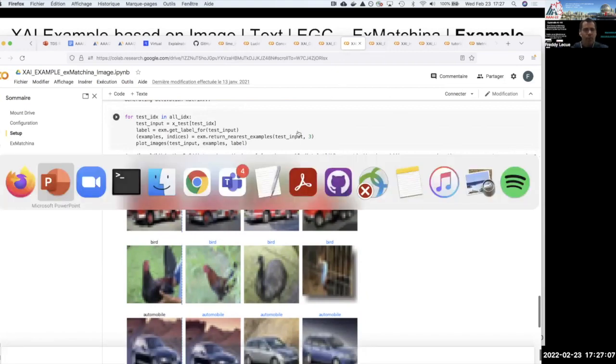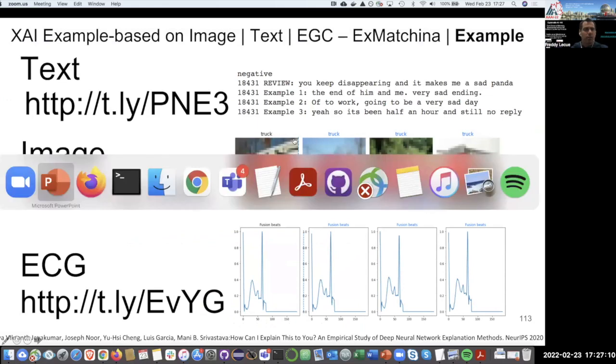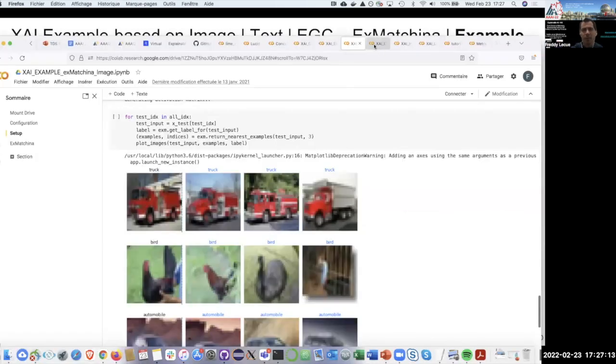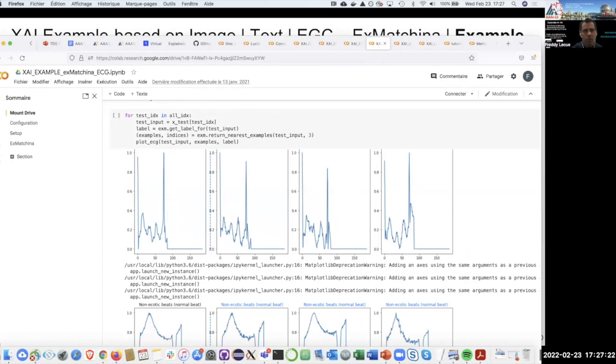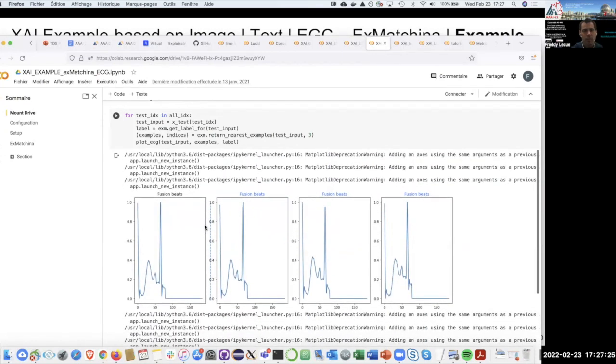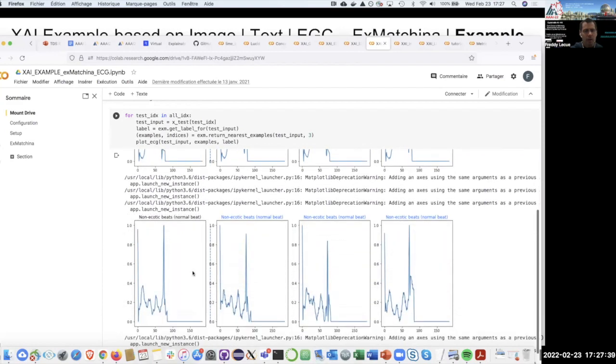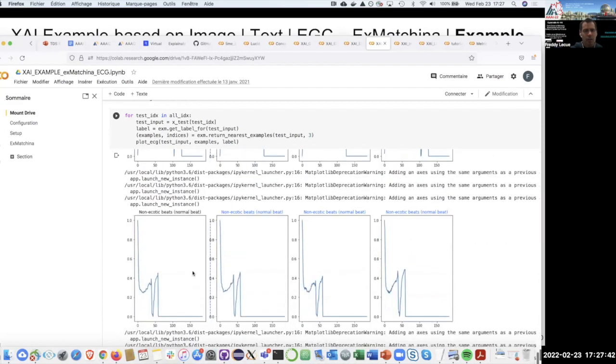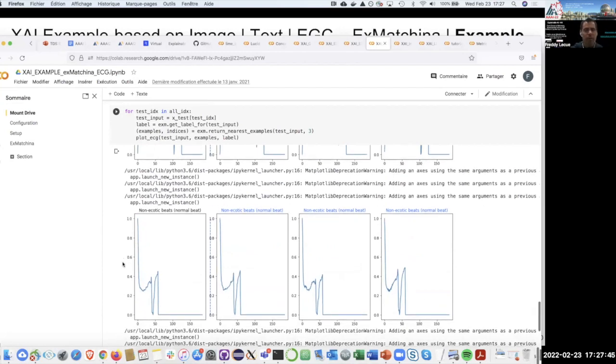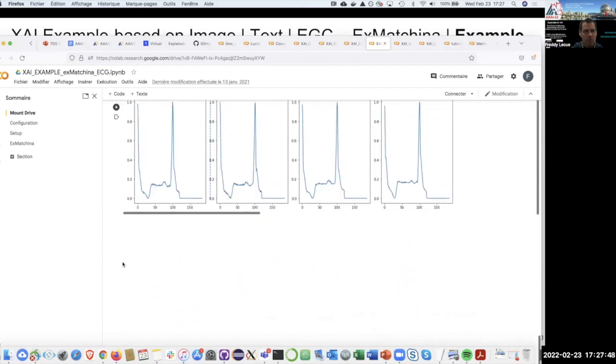Okay, so let's move to ECG. ECG is just an example of time series, because you may want to do explanation not only on images, not only on text, but also on time series data. Just to show you what a time series is, it's ECG, heartbeats. It's normalized over here, giving you normalized beats over time. And the example of explanation here is example based.